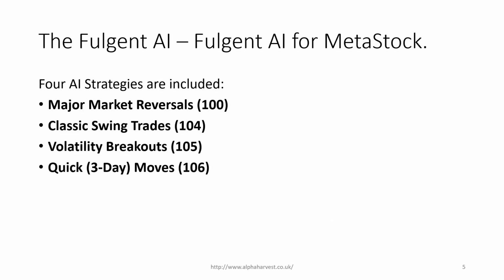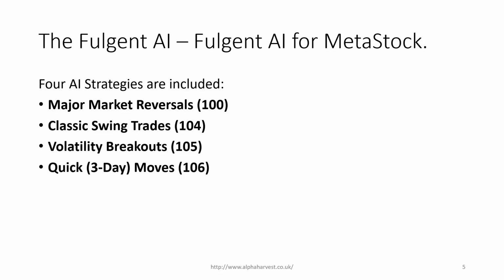Now, for those of you who are new to artificial intelligence trading, we use Fulgent's artificial intelligence engine that sits on top of the Metastock platform. There are 4 AI strategies that we use: major market reversals, classic swing trades, volatility breakouts, and quick 3-day moves. These 4 cater for different trading styles, whether you're a swing trader, a short-term trader, or a medium-term buy and hold type trader.